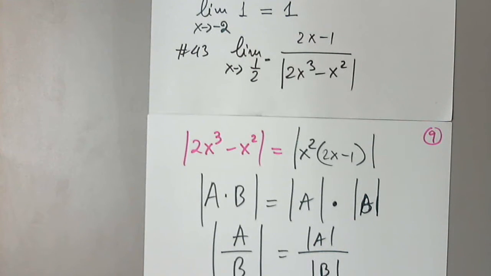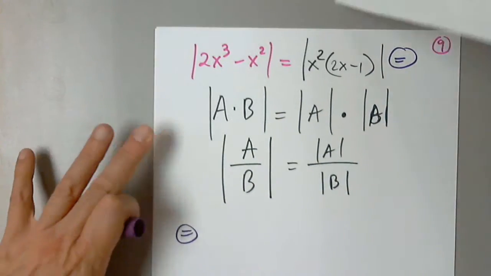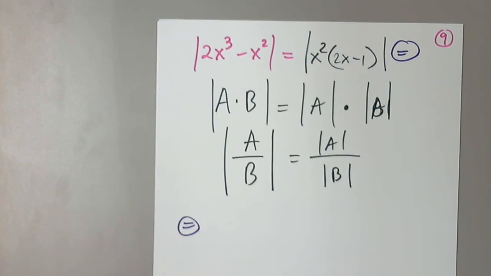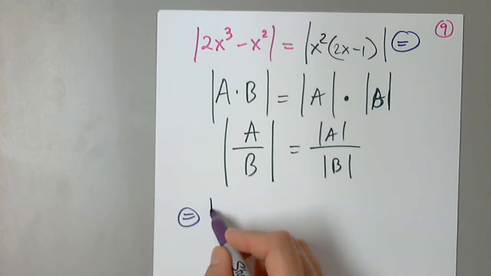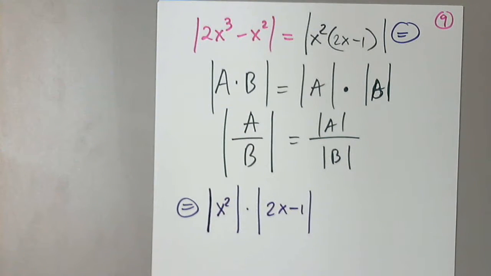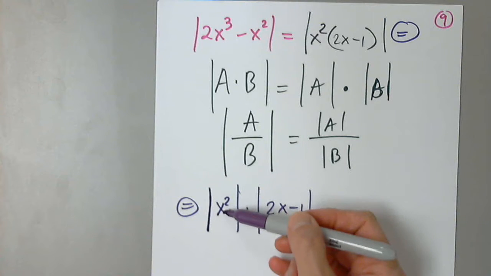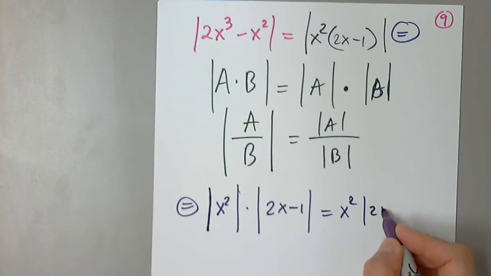Now, I will continue using this property, the product one, the top one, and what will you tell me to write? Awesome. Now I'm going to say it's perfect. You applied the property perfectly. But do I really need absolute value on x squared? No. So that's x squared times the absolute value of 2x minus 1.